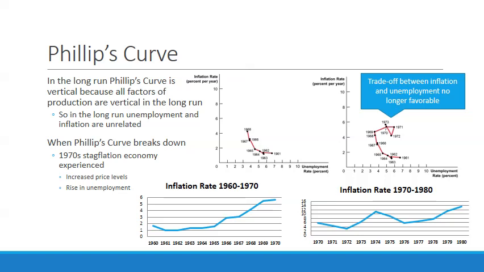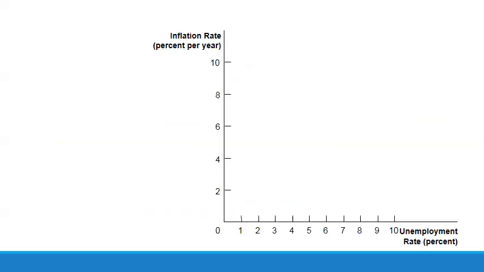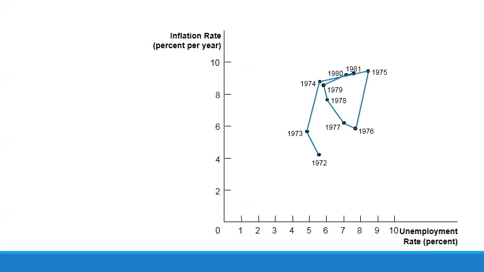So when we have stagflation in the economy, when an adverse supply shock occurs, when increased price levels and a rise in unemployment are happening at the same time, the trade-off between inflation and unemployment is no longer favorable. So we can look at it here, inflation rate percentage per year. We can kind of move along these numbers in the 1970s. Look at it. This is what we see. This is stagflation. In other words, when inflation rates and unemployment rise at the same time, Phillips curve is not reliable. Therefore, we cannot count on it for economic policy.